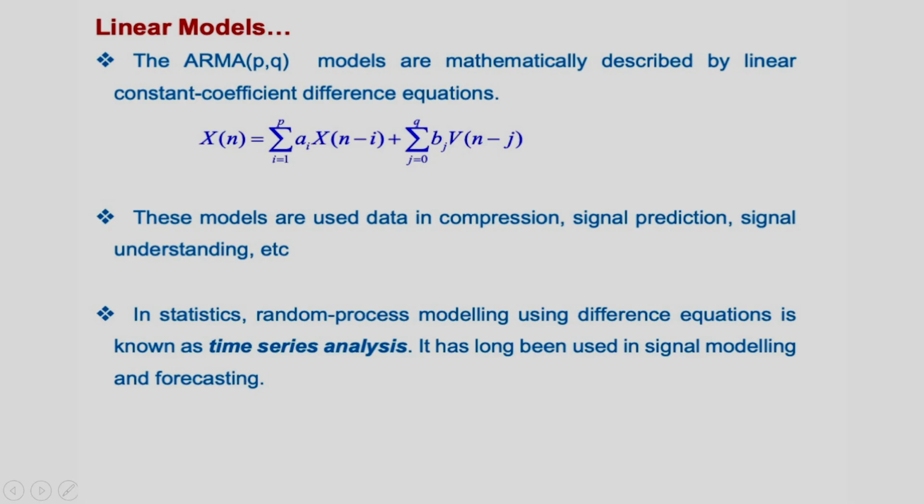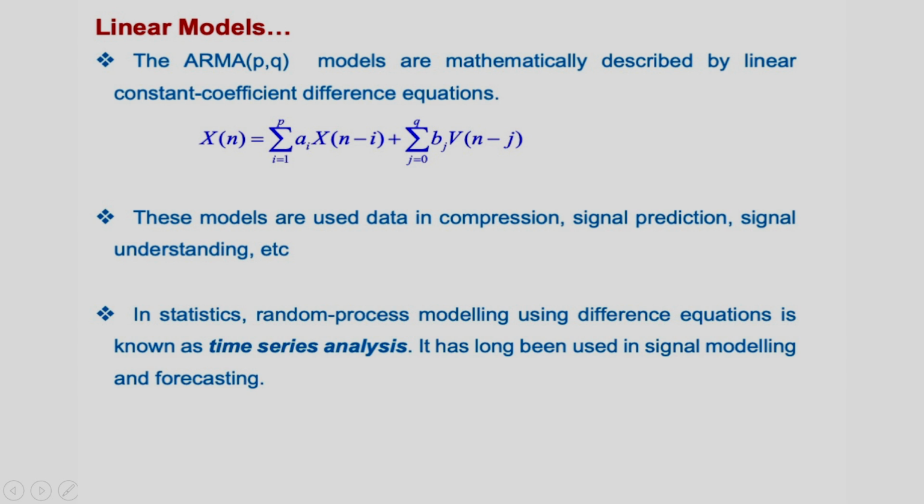Now, in the time domain, this ARMA(p,q) model can be described by a linear constant coefficient difference equation. So, this is a difference equation. Therefore, x[n], that is the output variable, is equal to the summation of a_i x[n-i], i going from 1 to p, that is the autoregressive part, plus the summation of b_j v[n-j], j going from 1 to q. So, this is the linear constant coefficient difference equation model for the ARMA(p,q) process.